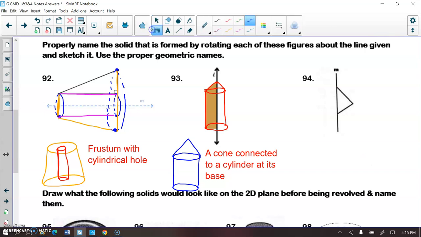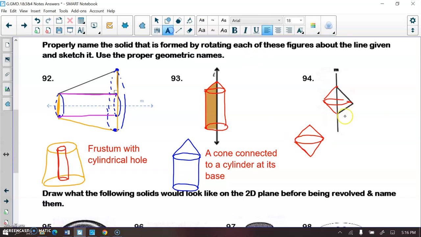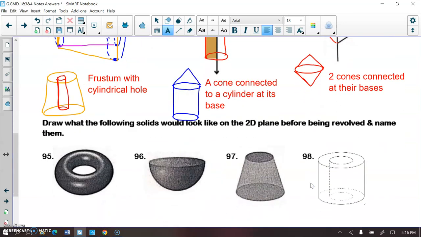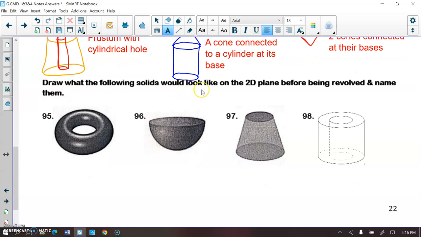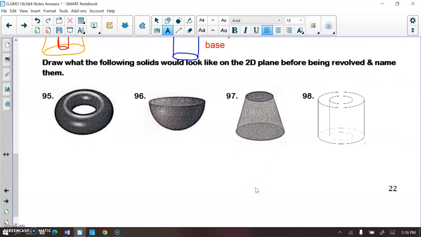All right, and then the next one, this point's going to stay where it's at, and this point's going to stay where it's at because it's on line M. So then we're going to just rotate this point around and then connect my points together. So I have a cone and another cone. Both cones are connected at their bases. All right, so now we're going to draw what the following solids would look like on the 2D plane before being revolved, and then we're going to name them.